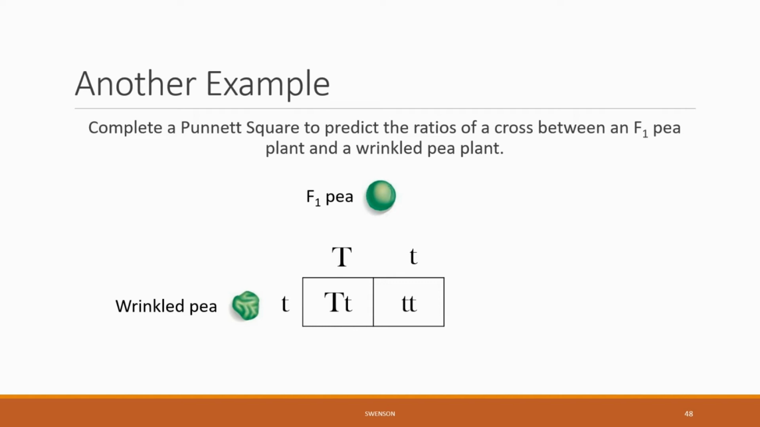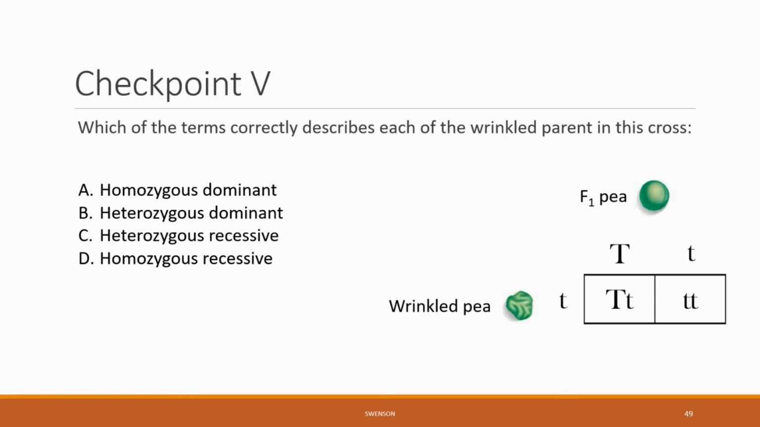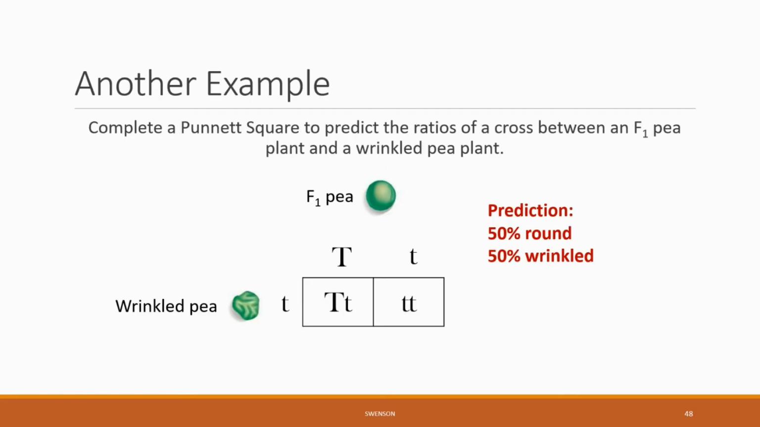And so after filling out the boxes, our deductive reasoning from Mendel's principle of segregation would predict 50% round and 50% wrinkled seeds from this cross. And when Mendel performed this cross, he got 106 round and 102 wrinkled. So pretty darn close.